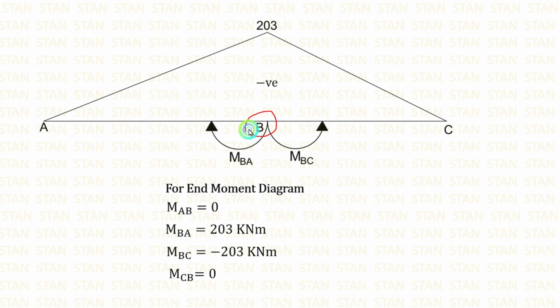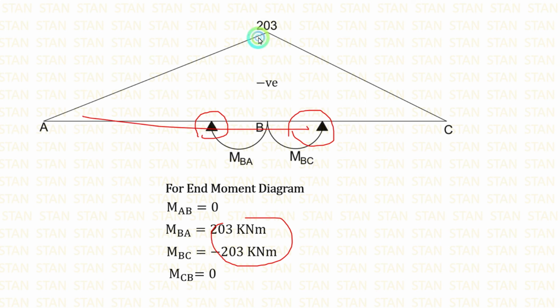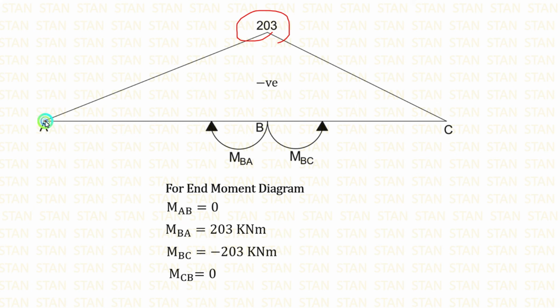In the point B, we are having two moments, MBA and MBC. MBA is acting in the clockwise direction and MBC is acting in the anti-clockwise direction. For drawing the bending moment diagram, we have to see the direction of the arrows. Both of the arrows are indicating upwards. That means we have to fix this point above this line. Then we can join this point from the point A and from the point C.